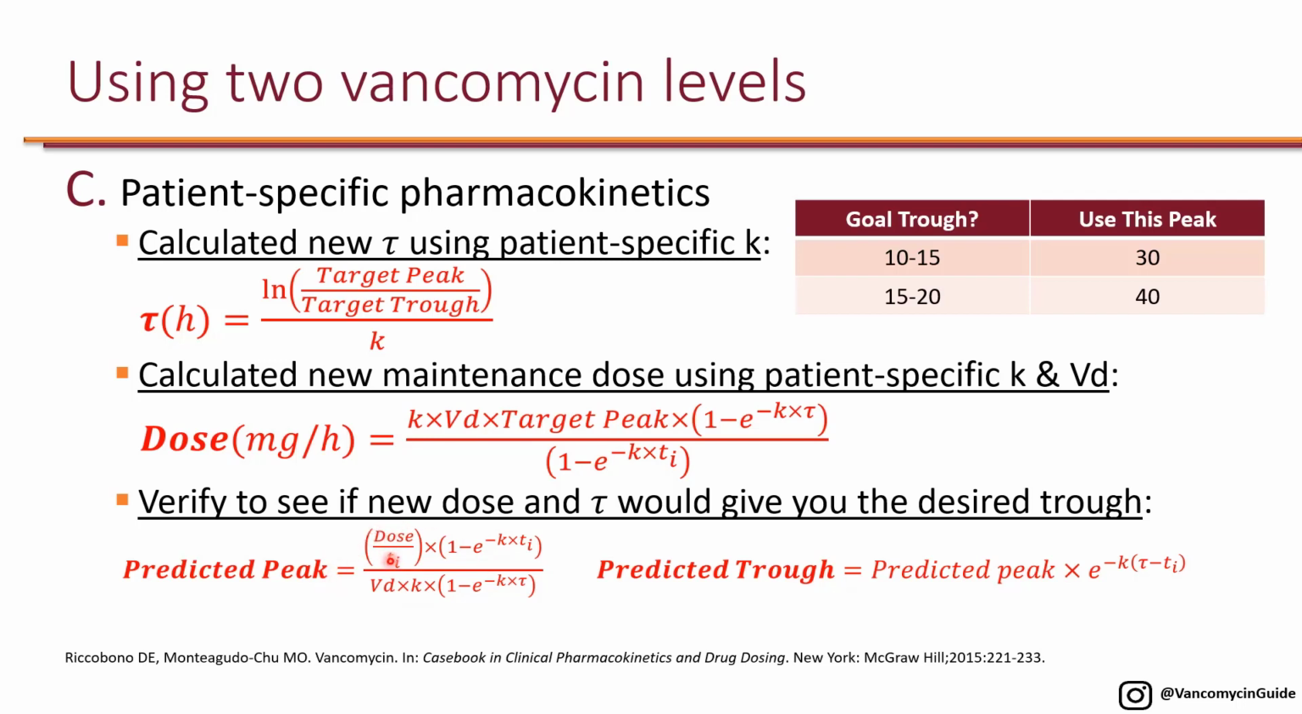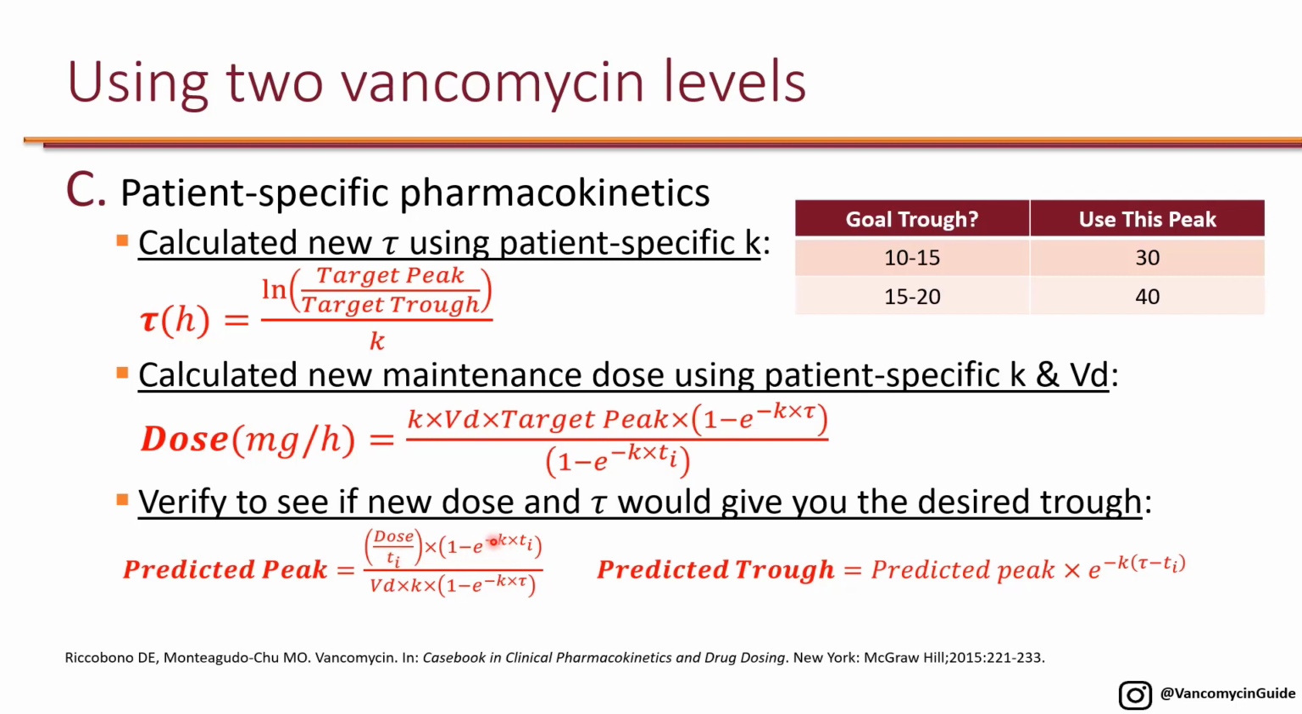Now, this TI should be a TI that matches the dose. So for example, if you have 1500 milligram, you should put the TI of 1.5. Because remember, for vancomycin, we have to choose an infusion time that would avoid or at least reduce the risk of red man syndrome. So if you have a dose of 2000 milligram, then your time of infusion should be 2 hours. So you make sure that you use the appropriate TI, and then 1 minus e to the negative k.